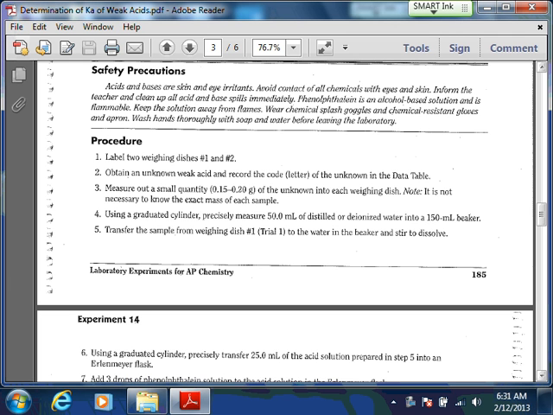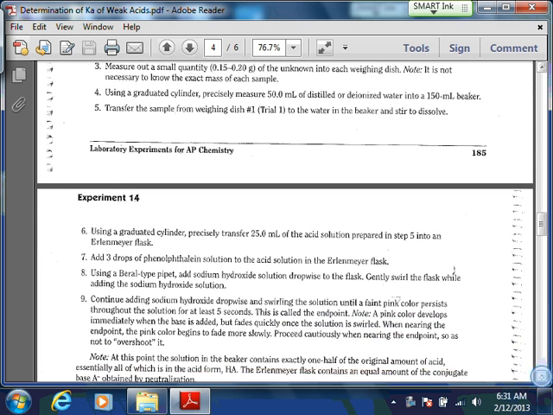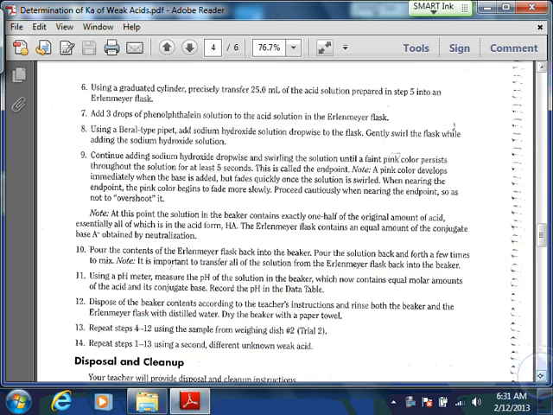Basically what we're doing is you are measuring out a small quantity of an unknown weak acid, and it's going to be in solid form. And then you're going to dissolve it into exactly 50 milliliters of water. Then you're going to take 25 milliliters of that solution and transfer it into an Erlenmeyer flask.